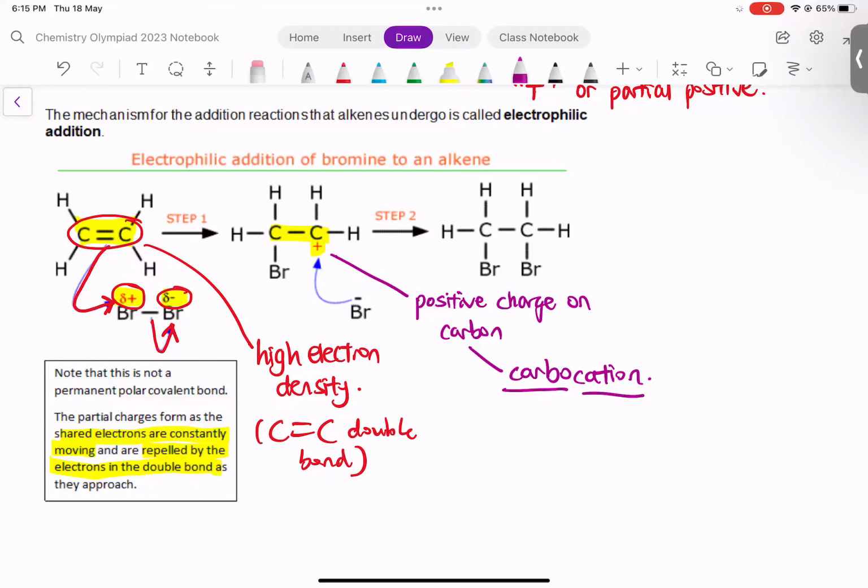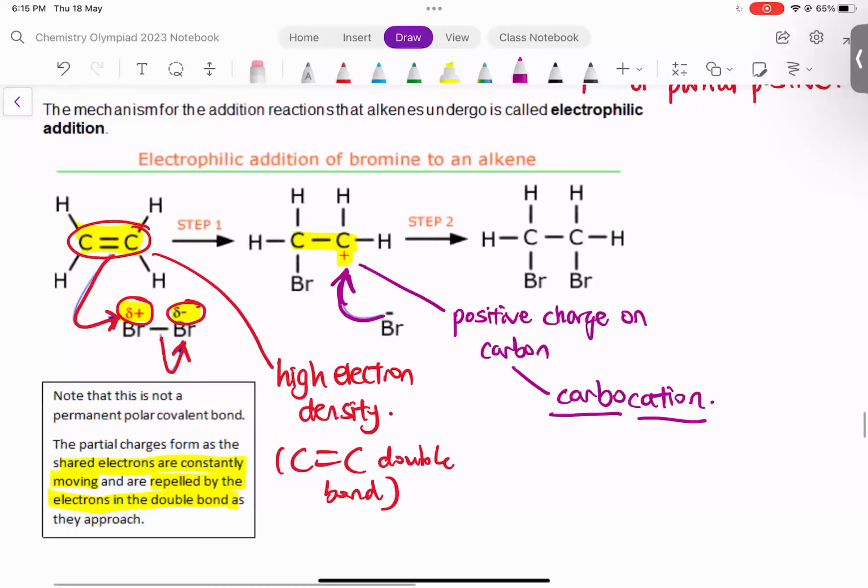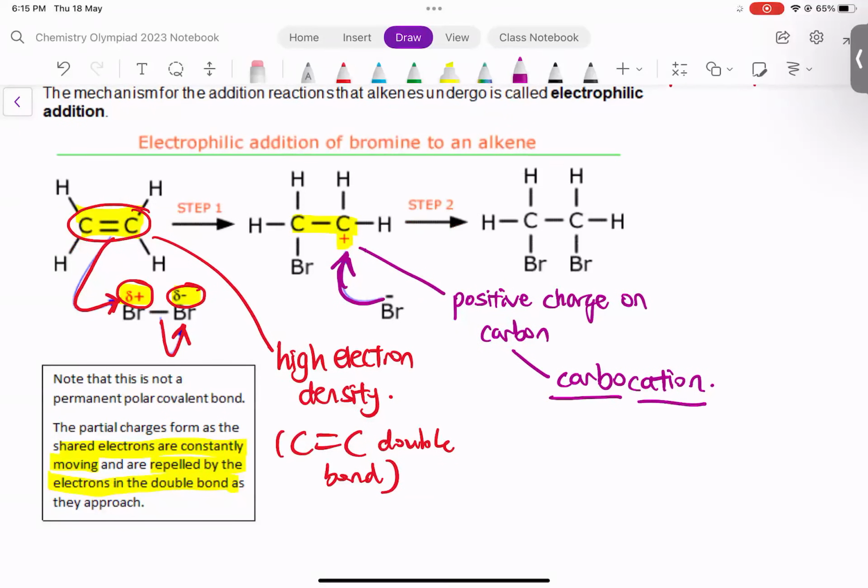Now, obviously, the carbocation is not stable. Carbon wouldn't want to be positively charged. It doesn't have a fully filled outermost shell if it exists as a carbocation. So it will quickly accept electrons from any Br minus around and form a covalent bond with the Br. And that's how you get the final product. So this is what we call electrophilic addition. Now, this is electrophilic addition of bromine on ethene.